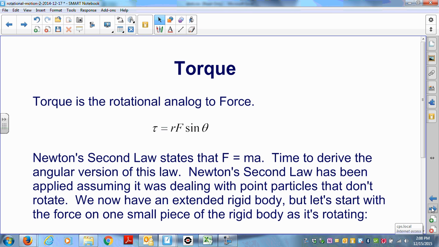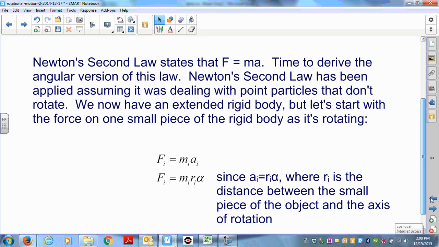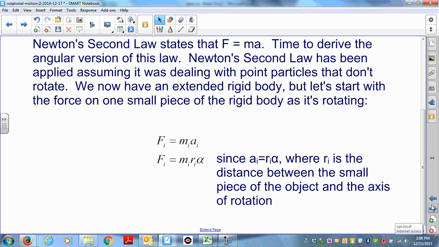Okay, torque is the rotational analog to force. Newton's second law states that F equals ma. Time to derive the angular version of this law. Newton's second law has been applied assuming it is dealing with point particles that don't rotate. We now have an extended rigid body. But let's start with the force on one small piece of the rigid body as it's rotating.